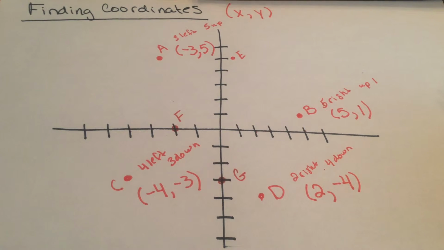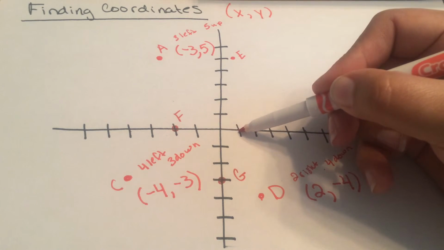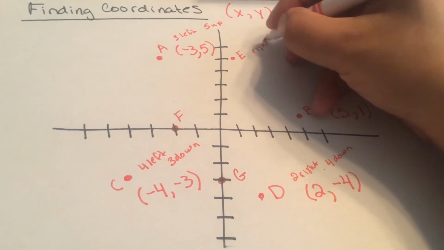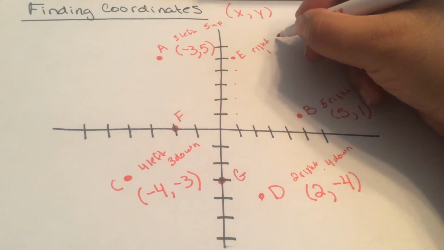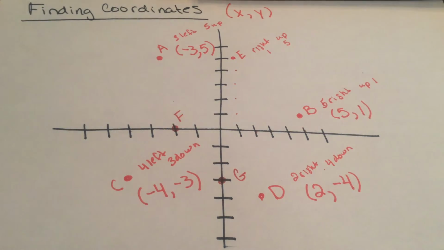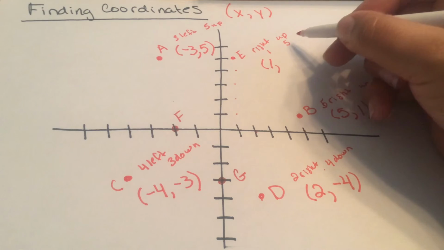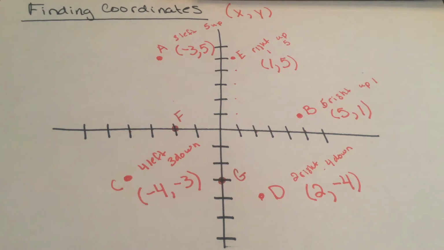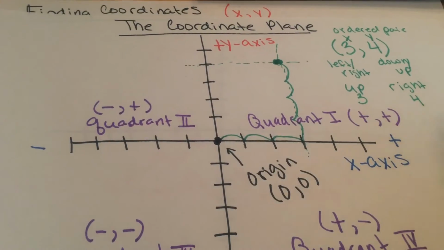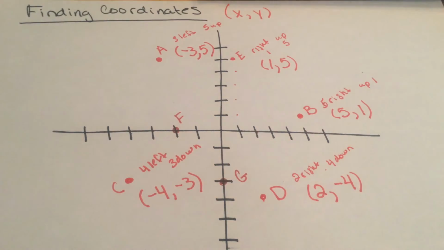Okay? Our next point is going to be point E. Again, starting at our origin, I move over 1 to the right, and I'm going to move up 1, 2, 3, 4, 5 along our y-axis. Because I move to the right, we know that's going to be a positive 1, x coordinate. And since I moved up 5, we know that's going to be a positive 5, y coordinate. Therefore, our coordinate is 1, 5. Again, going back to our quadrants, we know that any point that lies in quadrant 1 is going to be a positive x and a positive y, and we have that here.